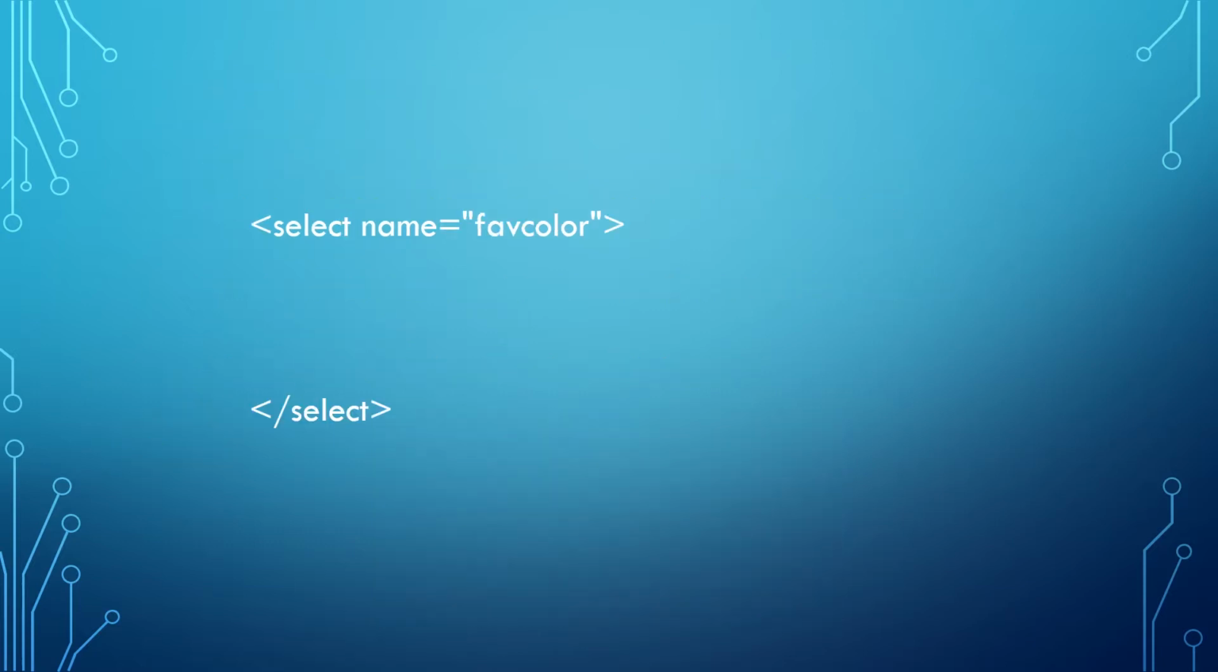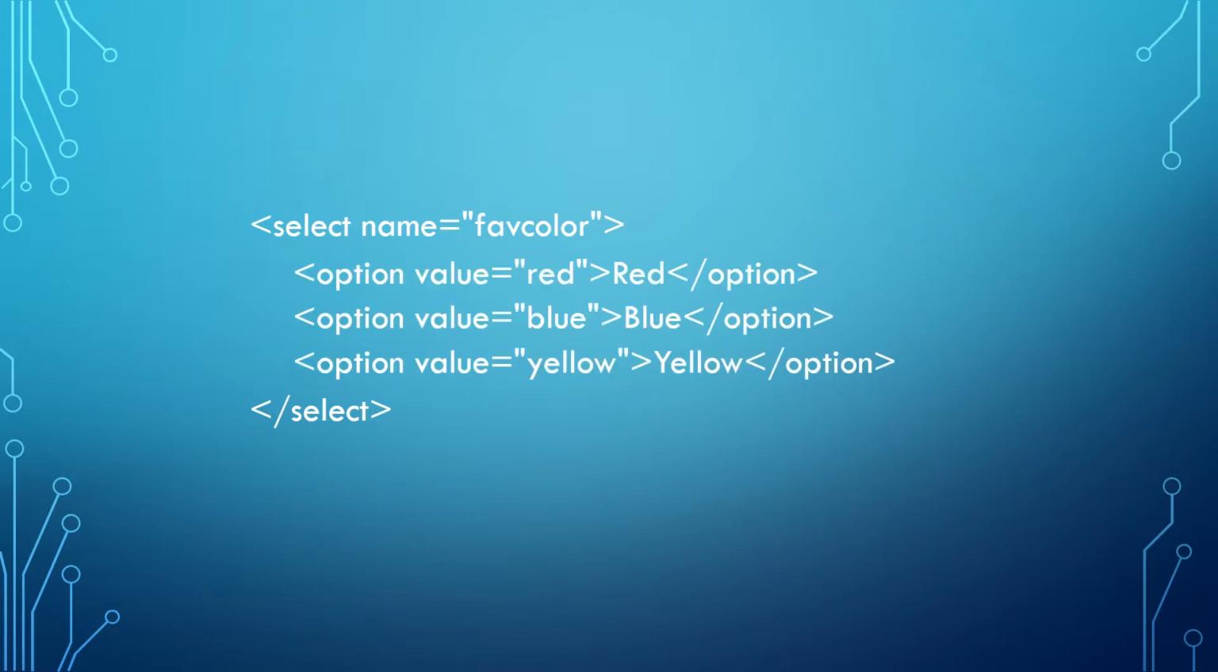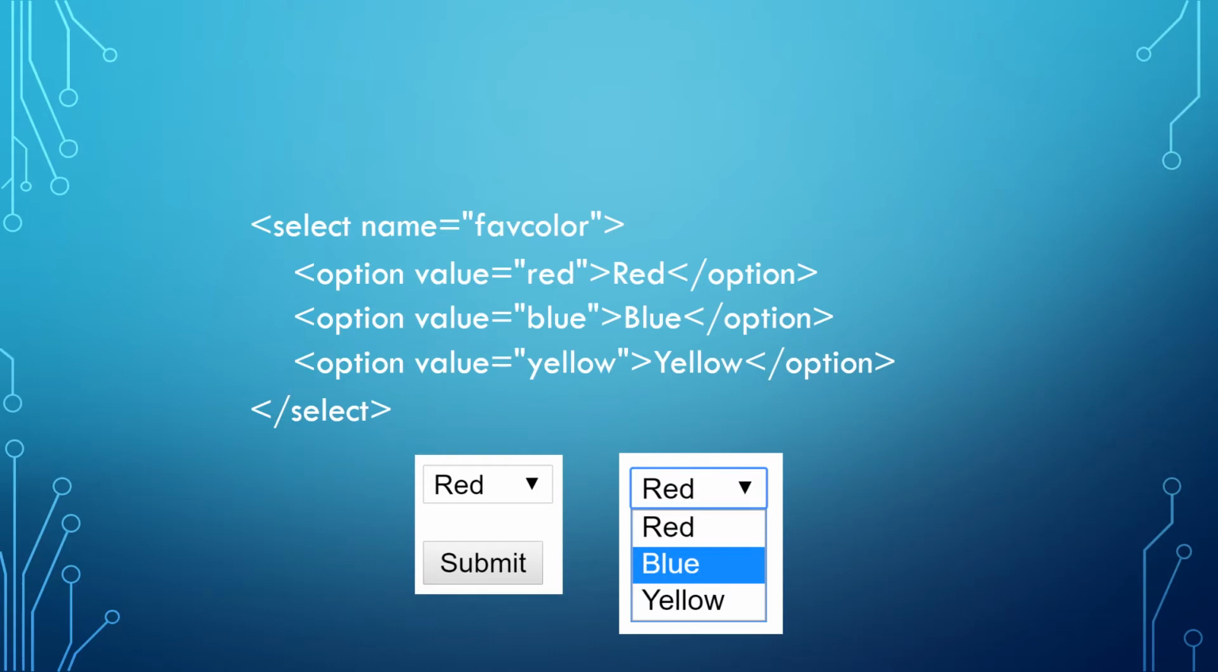Another common form option is a drop-down box. This is done with the select element. Inside select tags, you include your options. The value is what is returned to you, and the text between the tags is what the user sees. It looks like this initially, and when the user clicks on the box, the drop-down options will show.